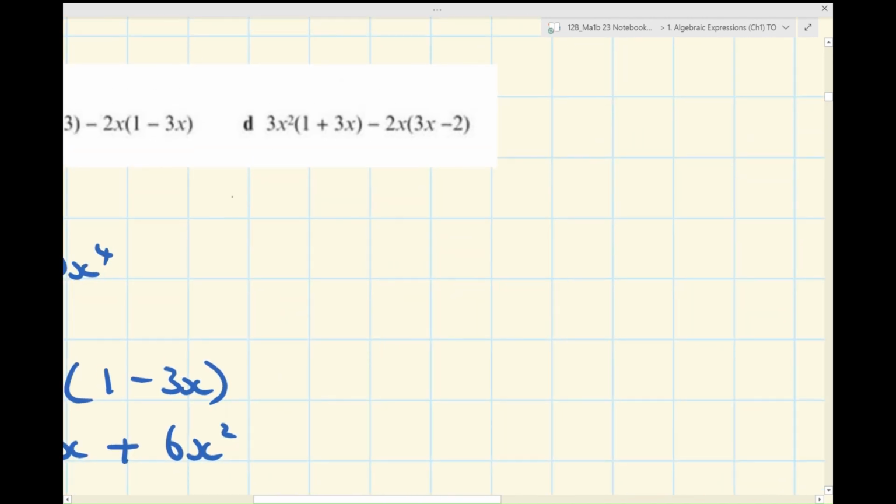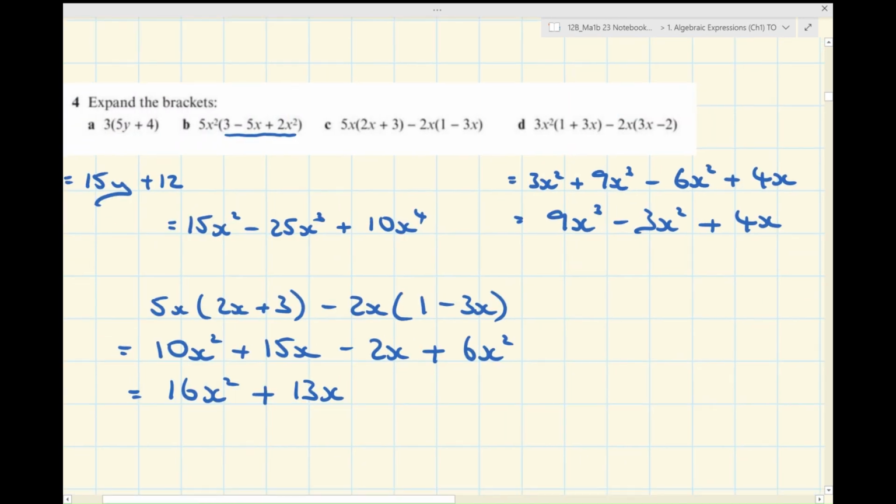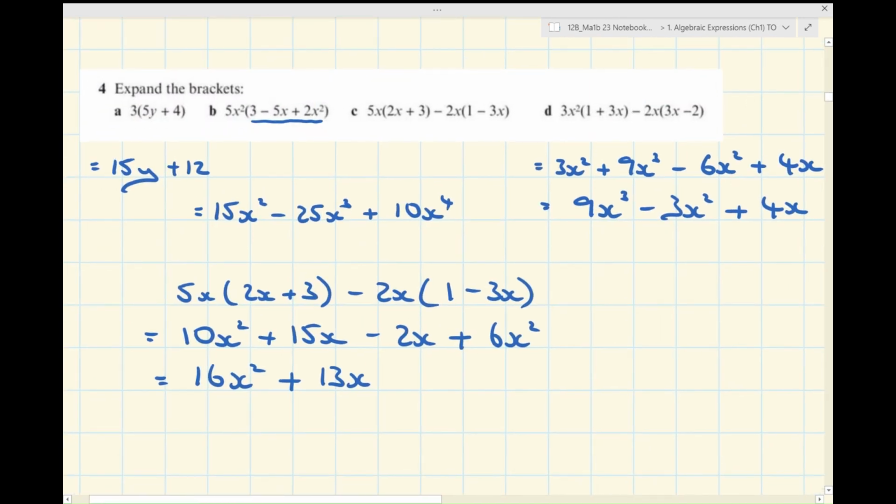Now I've just got part D to do, which is here. So I'm going to multiply out the first bracket, 3x squared times the first bracket: 3x squared times 1, plus 9x cubed, minus 2x times 3x, minus 6x squared, plus 4x. Now, can I simplify that? Yes, I can. I've got 9x cubed, 3x squared minus 6x squared gives me minus 3x squared, plus 4x at the end. And that is question 4 complete.